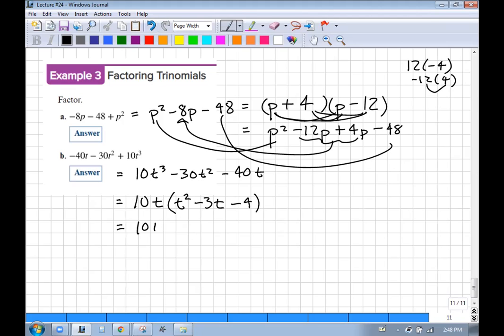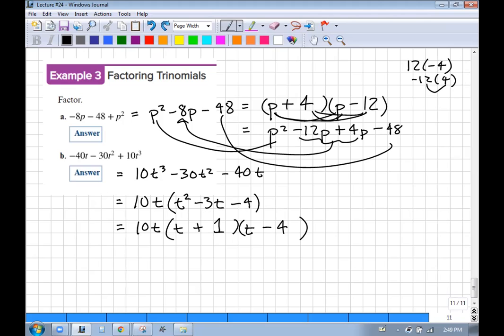So now that we have a 10t out here, this guy can be factored. Now we reduced it to the problem that we're used to. You just put a t and a t. We need two numbers that multiply to give us -4. That means one has to be positive, one has to be negative, but they have to add to give us -3. So we would do a -4 and a +1. That gives me my -4.